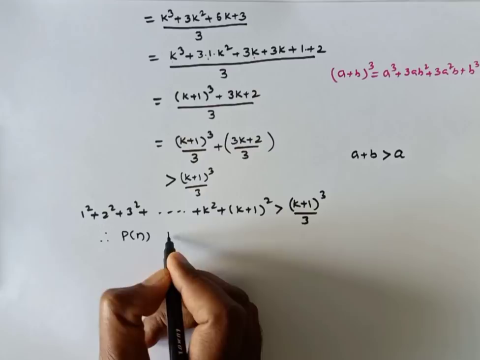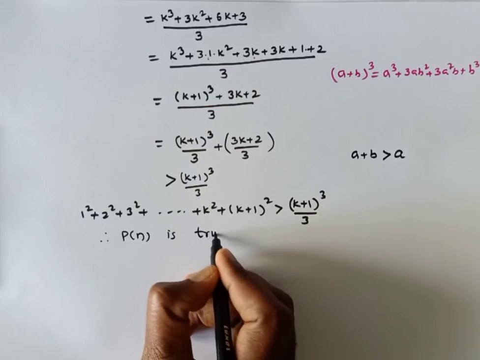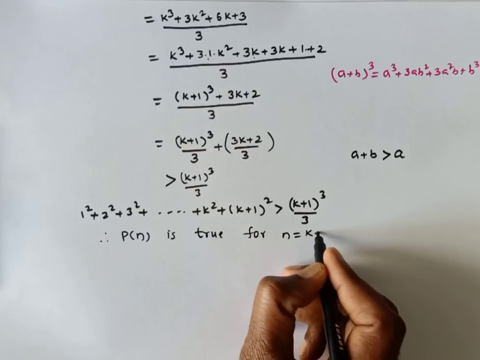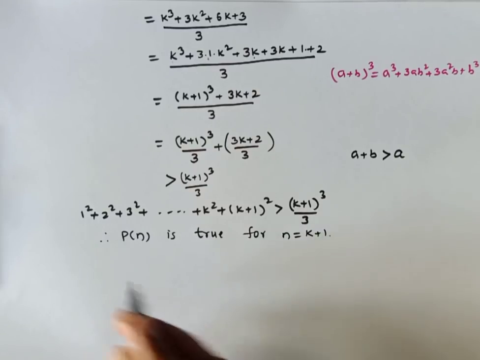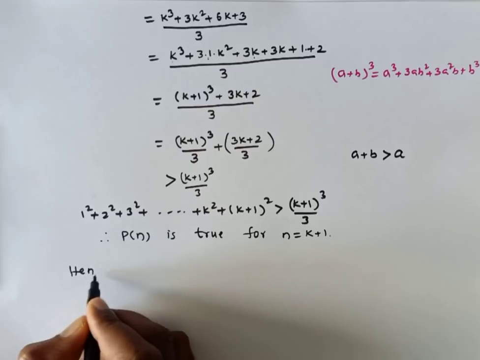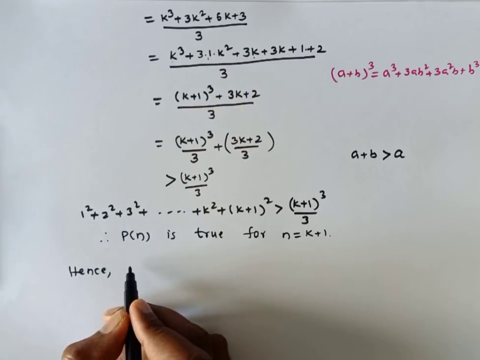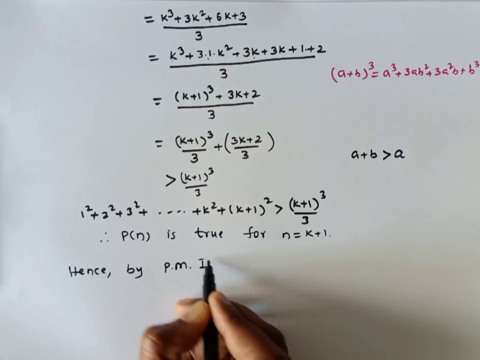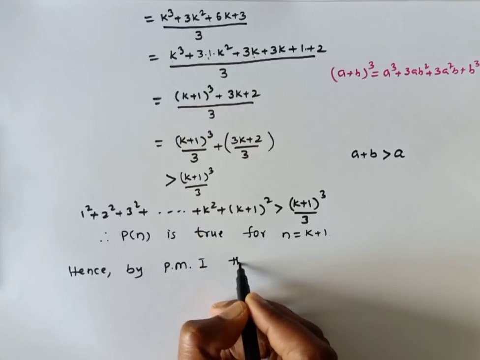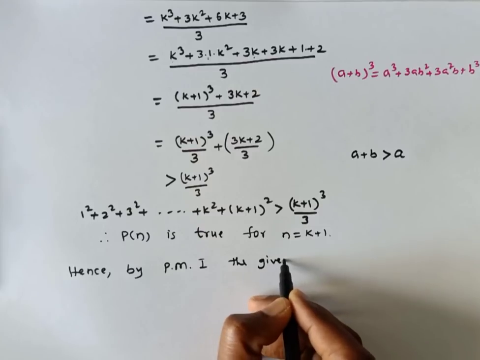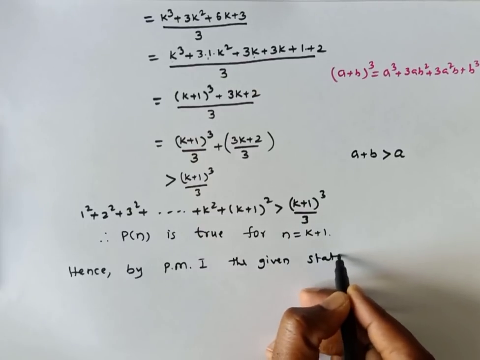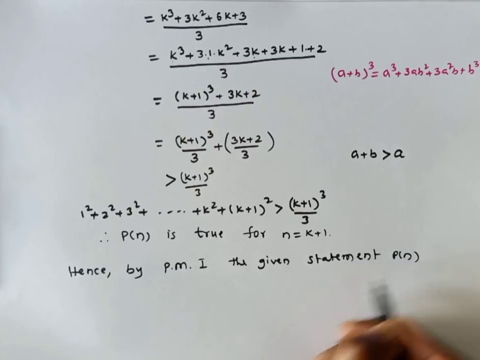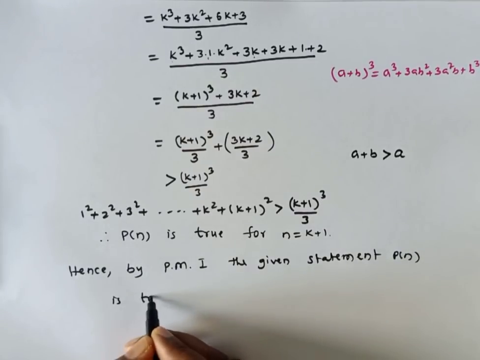Therefore the statement P of n is true for n equals to k plus 1. Hence you can conclude, by the principle of mathematical induction, the given statement P of n is true for all natural numbers.